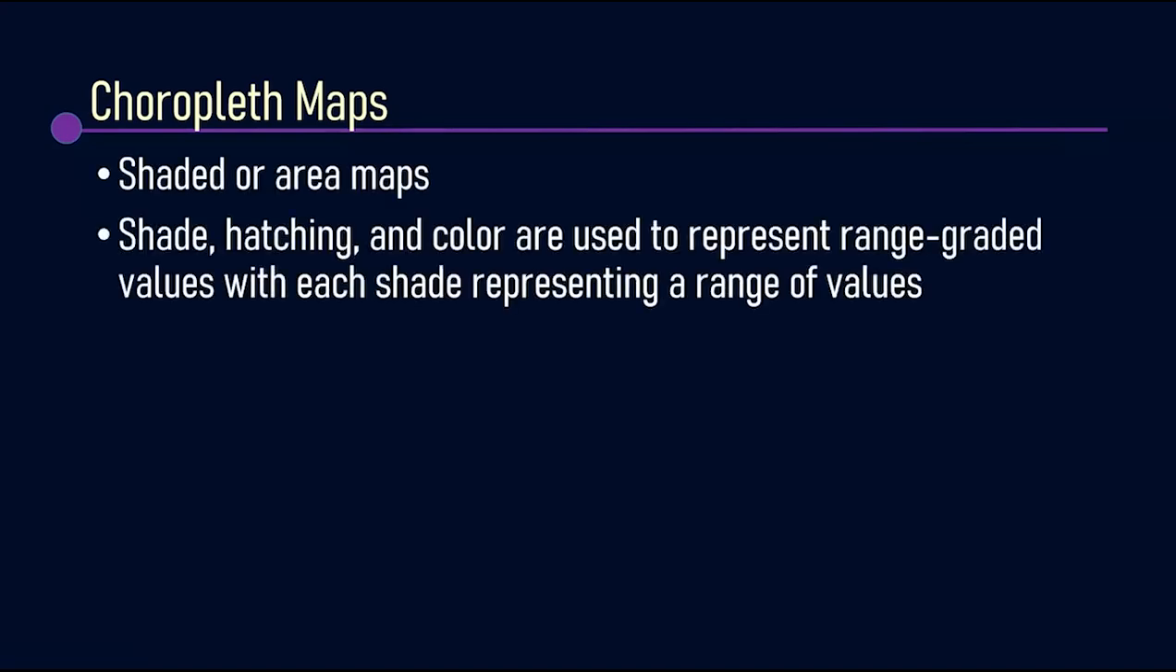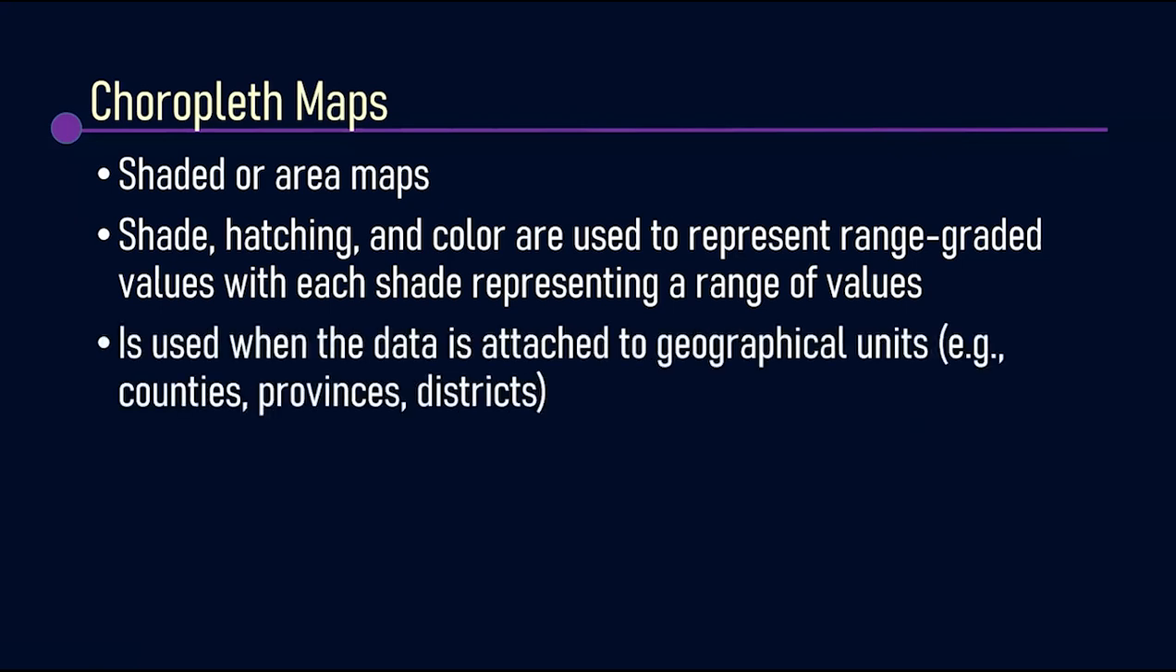Let's talk about the choropleth maps. They are also called shaded or area maps. Shade, hatching, and color are used to represent range graded values, with each shade representing a range of values.